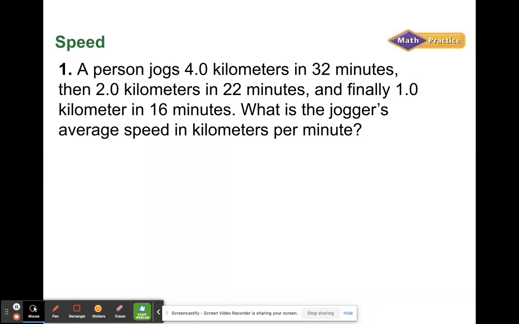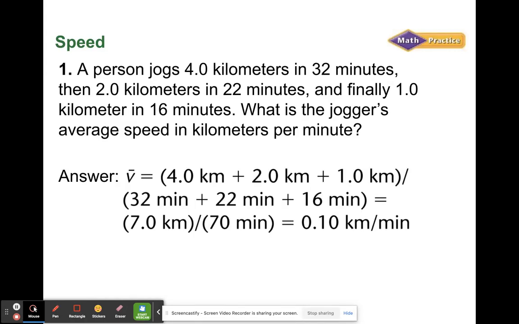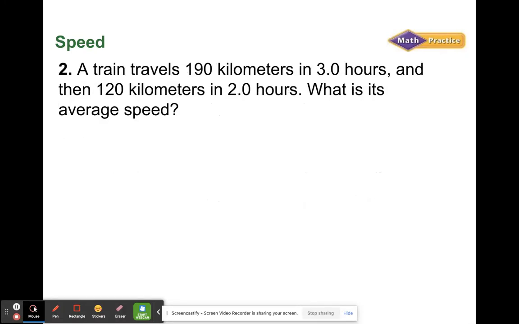The difference is that they tell us specifically the units, and we'll talk about dimensional analysis a lot. We started off the beginning of the year talking about dimensional analysis, but we're really going to dive deep into that in the physics portions of this class. So our final answer has to be in kilometers per minute. Again, we need to know the average speed or the average velocity. So we're going to add up all the distances, 4 plus 2 plus 1, and then all the times. And so we've got 7 kilometers in 70 minutes, or 0.10 kilometers per minute.